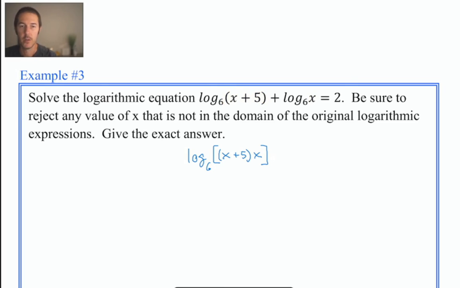And that is what I like to call the reverse product rule. Usually when we teach the product rule, we're taking something like this, which has a product in it, and we split it up into these two separate logarithms. But in this case, we're consolidating them, so I call it reverse product rule. That is still equal to the 2 on the right-hand side of the equation. So if you want to put a little note over here that says reverse product rule, that's how we got from up there to down here. Not a bad idea.